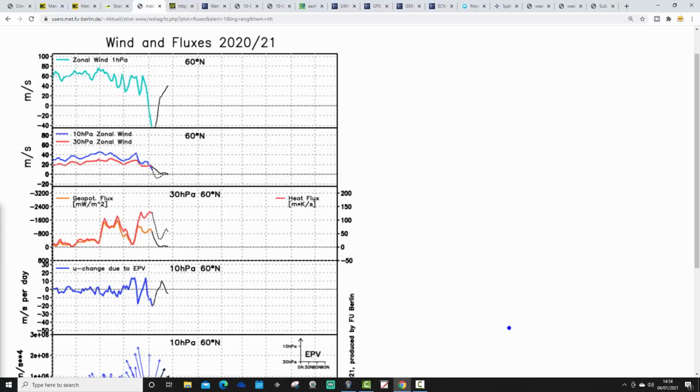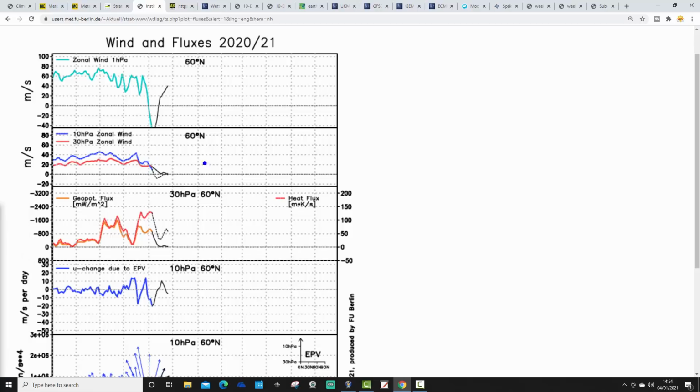But going a little bit further down to 10 and 30 HPA, which is closer to the troposphere, you can see that currently, that's the red and blue line. Currently the zonal wind is still positive. It has weakened from where it was earlier on in the winter. It wasn't all that strong earlier on in the winter, actually, but it has weakened.